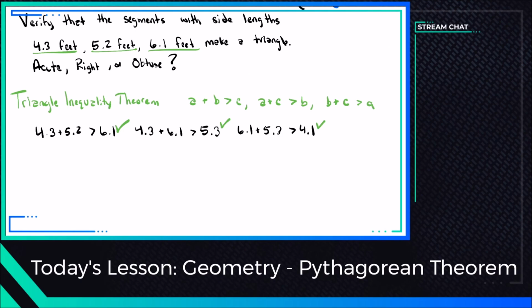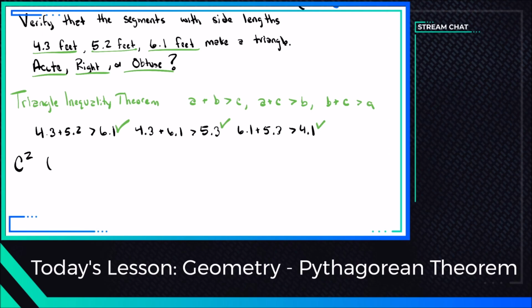So we know that this has to be a triangle, but we don't know what type of triangle it is. Is it an acute triangle? Is it a right triangle? Or is it an obtuse triangle? And we can figure that out by using the Pythagorean theorem. And so we have c squared is either going to be, I don't know how that just turned into a circle. Go away.